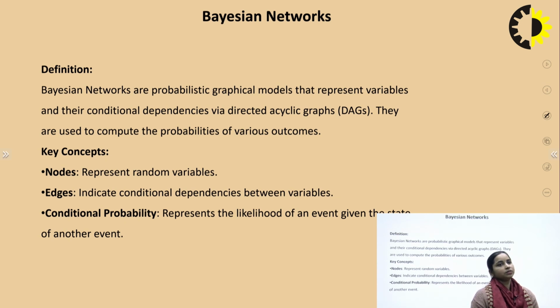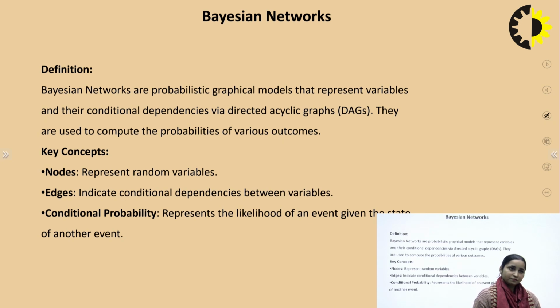Now comes the Bayesian network. Bayesian networks are probabilistic graphical models that represent the variables and their conditional dependencies by directed acyclic graphs. They are used to compute the probabilities of various outcomes. Here also there are nodes, edges, and conditional probabilities.